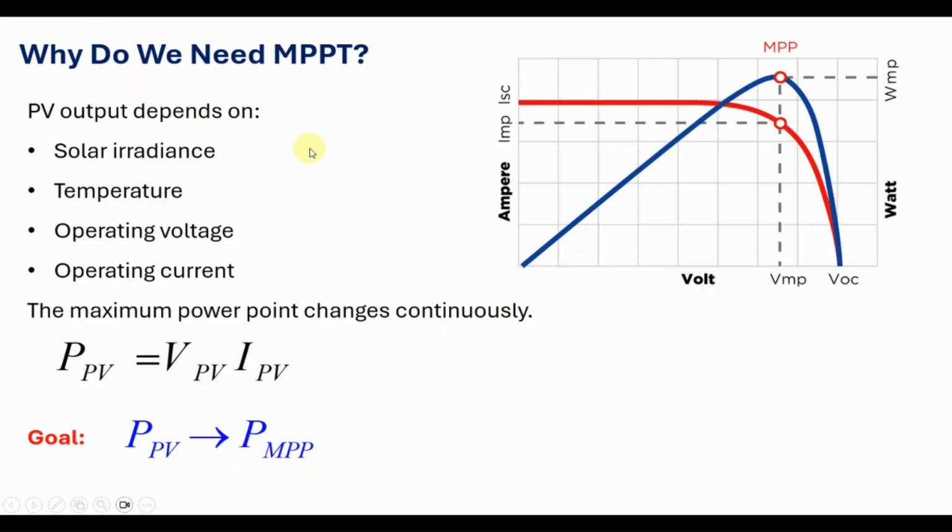A photovoltaic panel does not always operate at its maximum available power. The output power of a PV system depends on several factors, including solar irradiance, temperature, and the electrical operating point of the panel. The PV power is calculated as voltage multiplied by current. Therefore, the objective of an MPPT controller is to continuously adjust the operating point of the photovoltaic system so that the extracted power approaches the maximum available power. This maximum operating point is known as the maximum power point, or MPP.